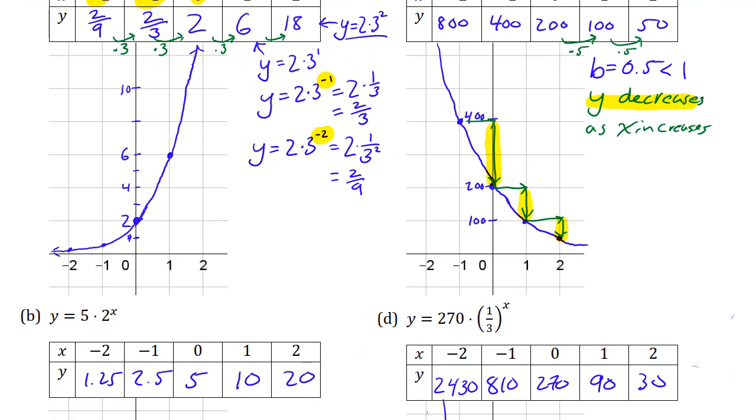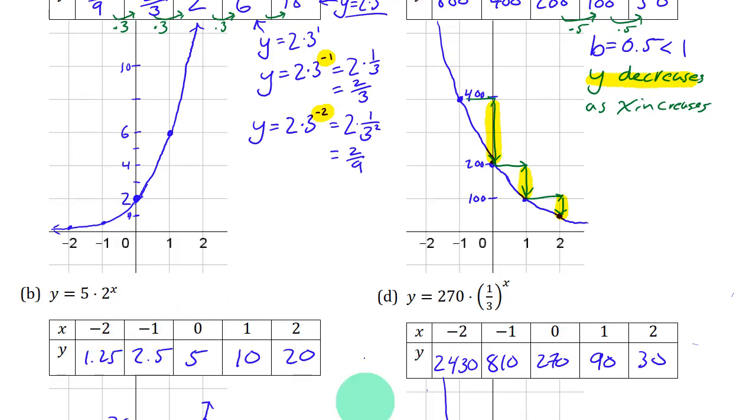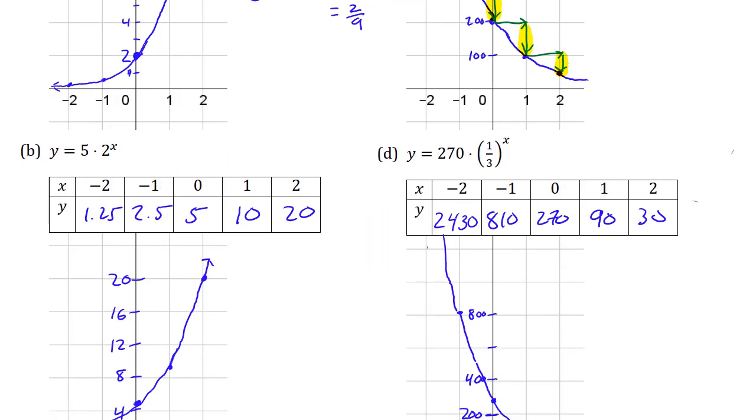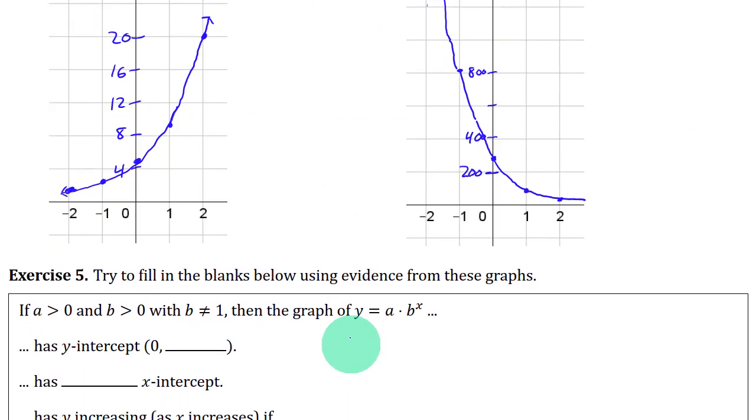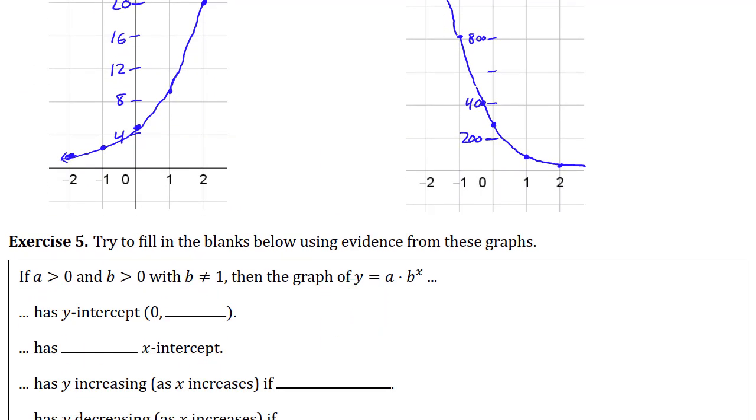The point of this exercise was to connect the arithmetic that you do when you plug in values of x to the y coordinates that you get out and see how that gives you a certain shape of the graph. So let's try to fill in these blanks using the evidence from these graphs. And again, if you haven't done this yet, let's do it now. I'll give you a moment to think about what should go in these blanks. Okay, if you've paused it and filled them in with a guess, here's the answers.